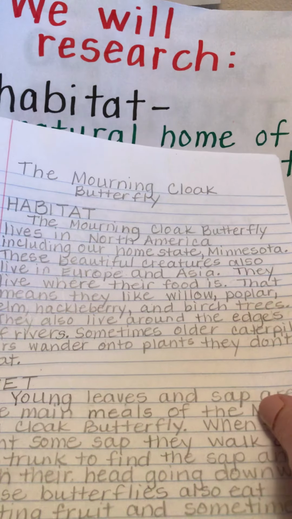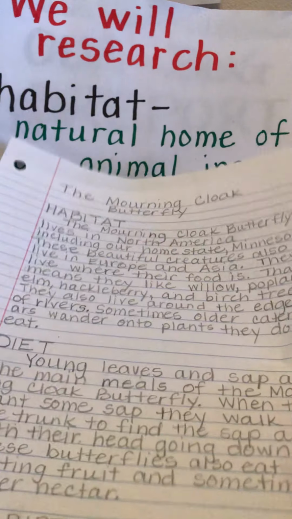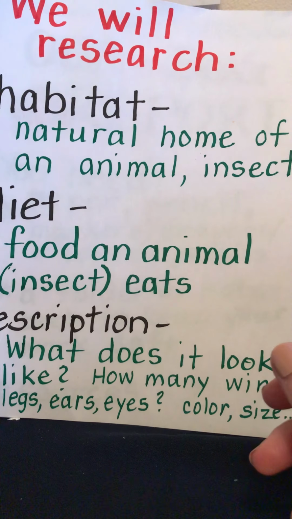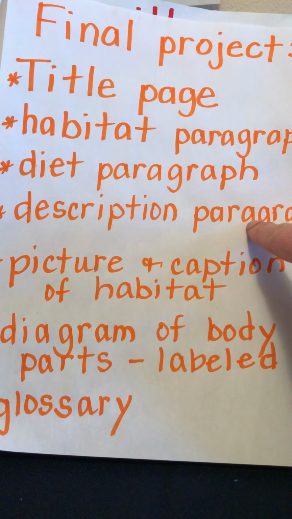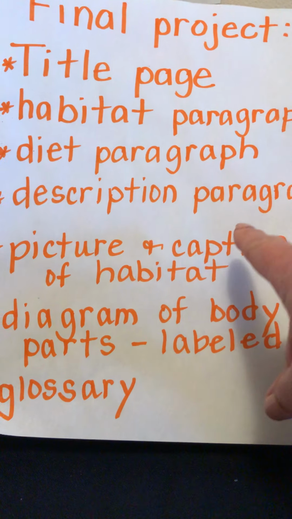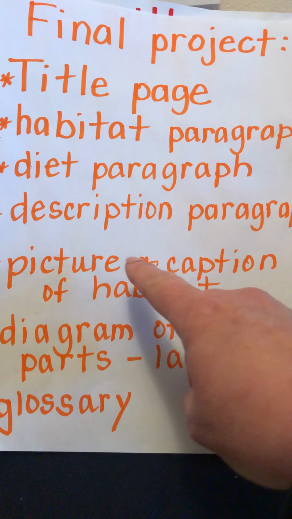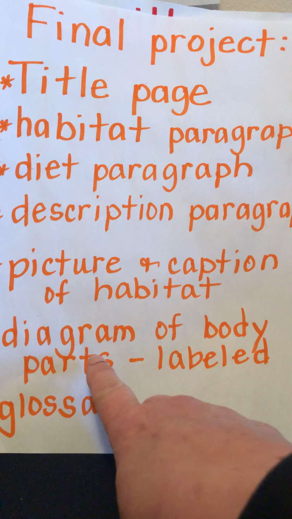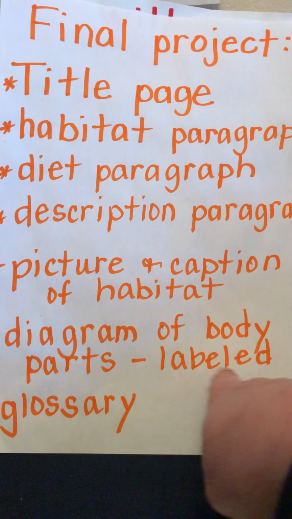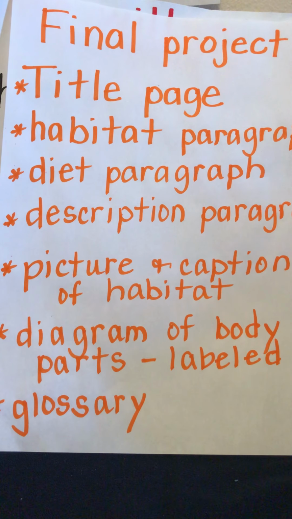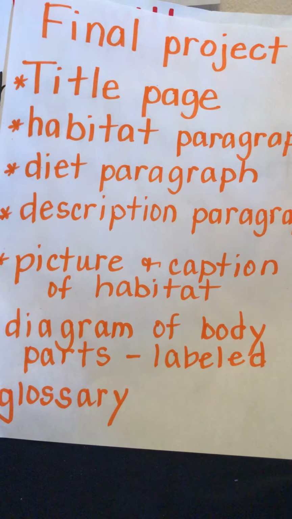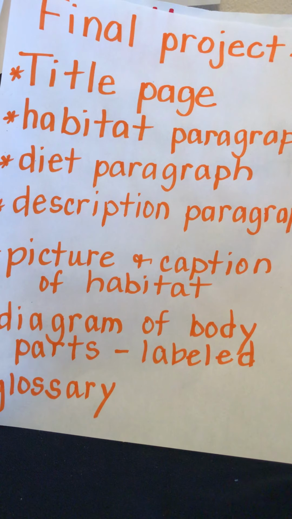All right? Okay, have a great day, and tomorrow I'm going to show you a totally done report, because this is the writing part, but maybe, oh yeah, I didn't tell you. We're also going to do, so the title page, paragraphs, those I'm already done with. And then we're also going to have a picture and caption of the habitat. We're going to do a diagram of the body parts of our insect, and we're going to label those parts. And we're also going to make a glossary for our report. So tomorrow I'll show you the whole thing all done.